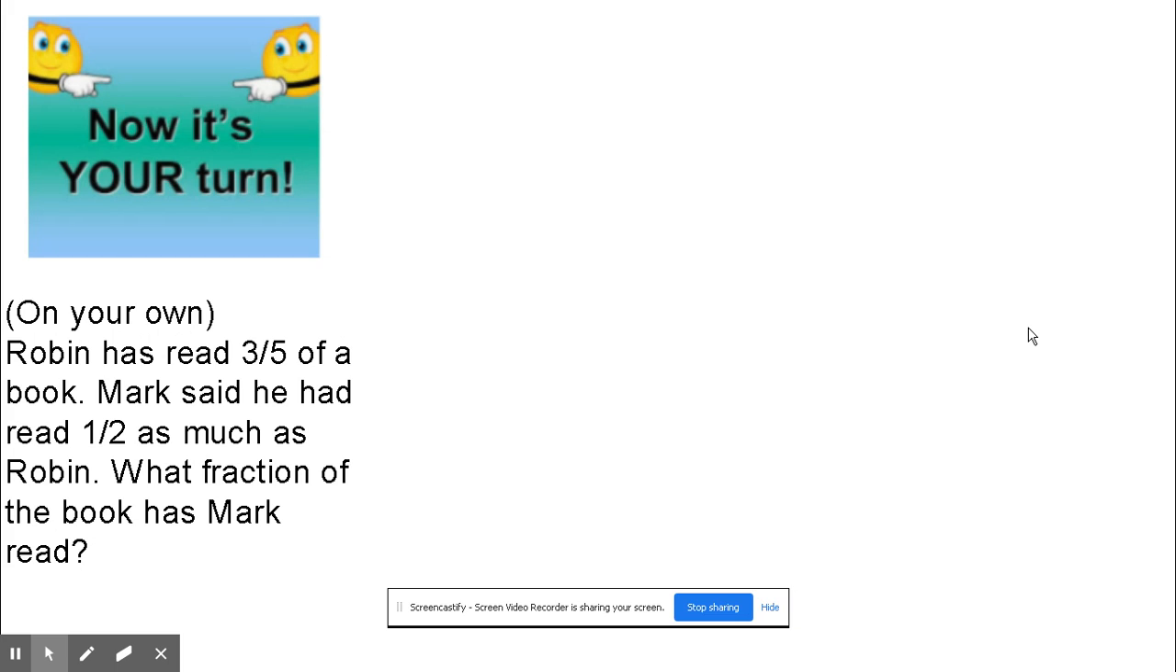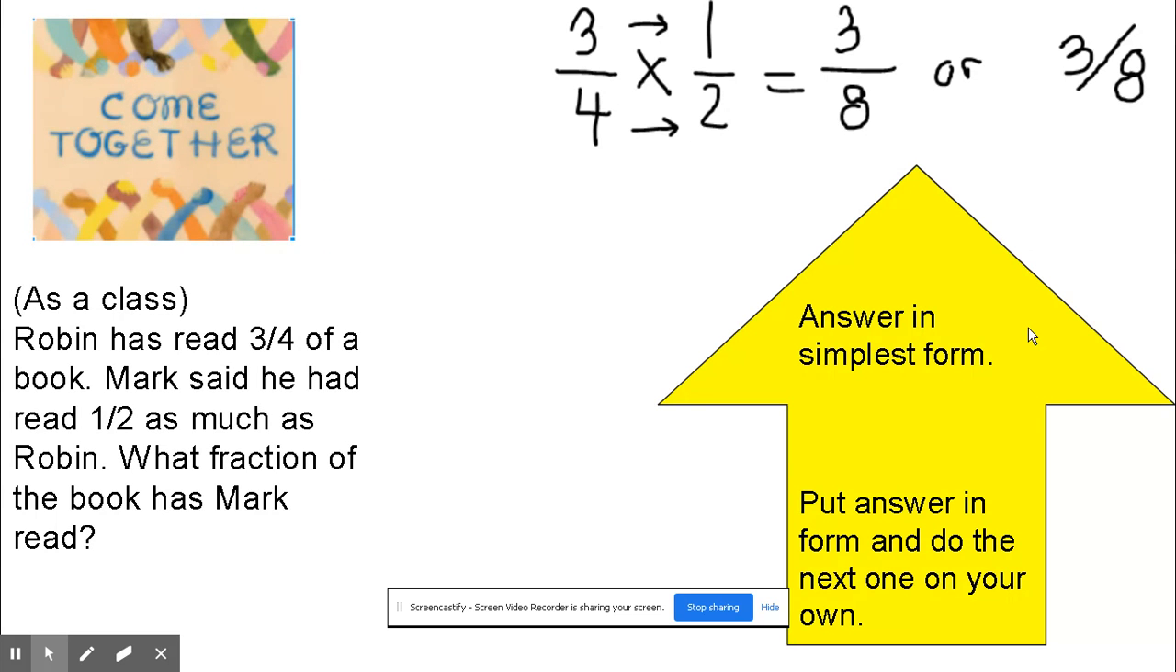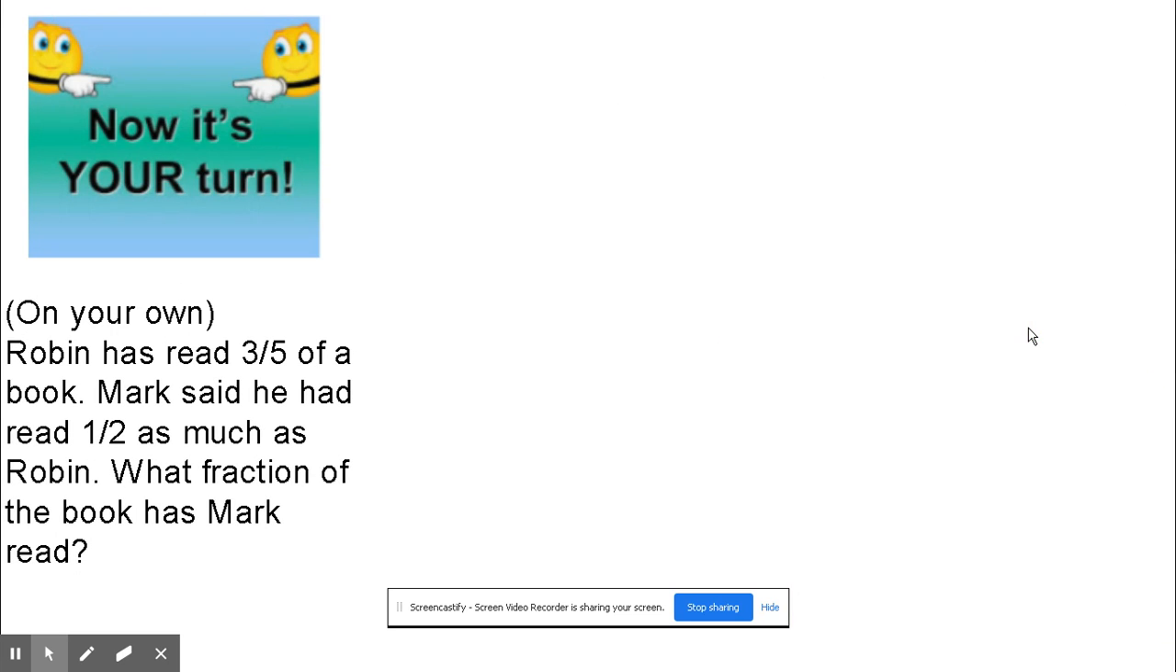On your own, you're going to work out Robin has read 3/5 of a book. Mark said he had read 1/2 as much as Robin. What fraction of the book has Mark read? So you're going to work this one out the same way you did this one with your new numbers. Go ahead and pause your video and put that in your Google form.